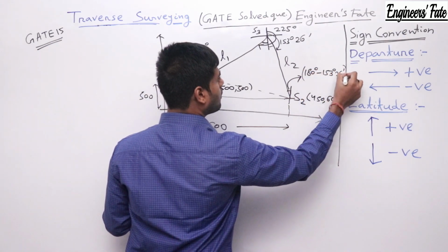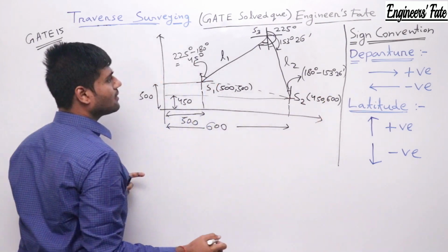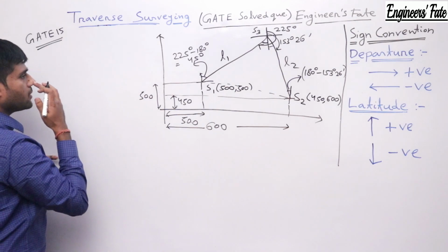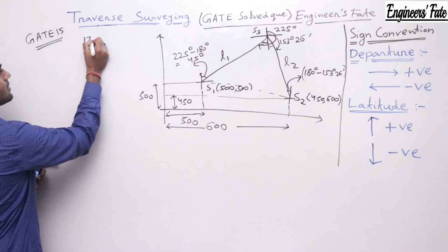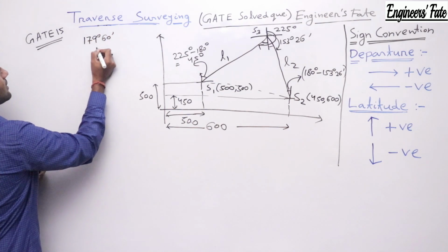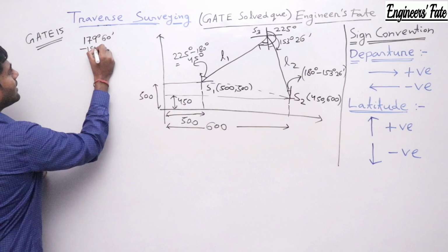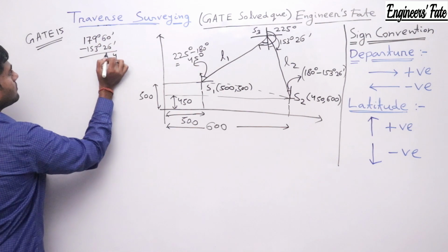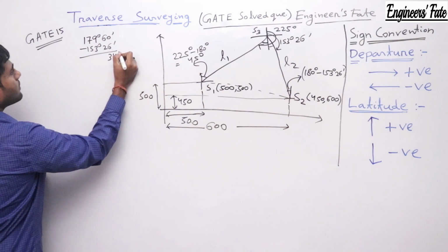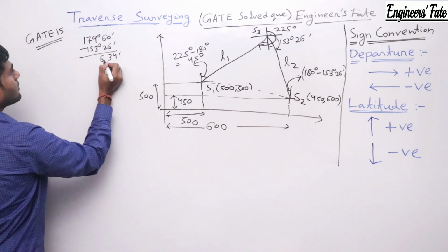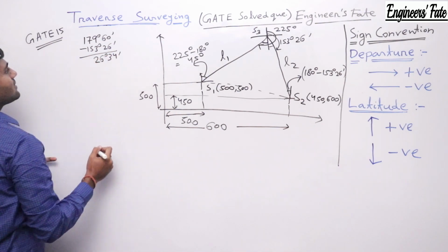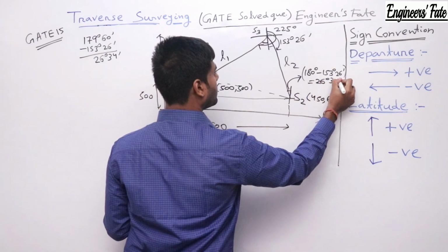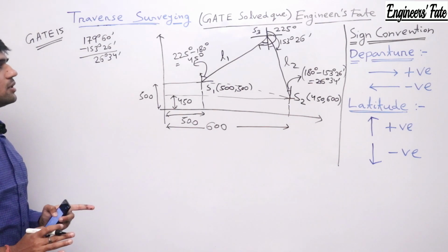I hope you got this thing. So I have to find the difference first. 180 degree minus 153 degree 26 minute, I can find as 179 degree 60 minute minus 153 degree 26 minute. So that is 26 degree 34 minute. So this value is 26 degree 34 minute. I hope you have understood these things.